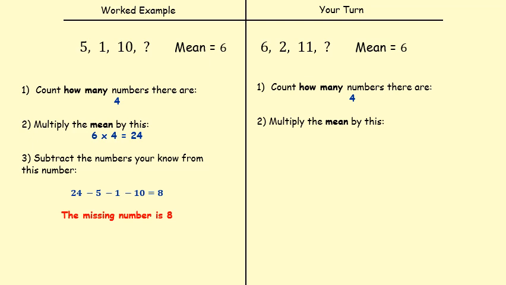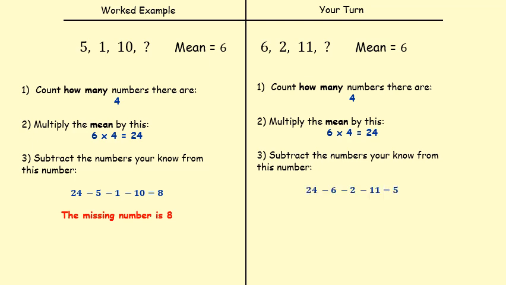Multiply the mean by how many numbers there are. So step 2, 4 times 6 is 24 again. And then what we're going to do is subtract the numbers we know from 24. So 24 minus 6 minus 2 minus 11 is 5, and that means our question mark, our missing number, is 5. Again, we can check that this works. We want the total of the numbers, including the question mark, to equal 24. So 6 plus 2 is 8. If we add our 11, we're going to get 19, and if we add the 5, we're going to get 24 again. So we found our missing number by following this process.